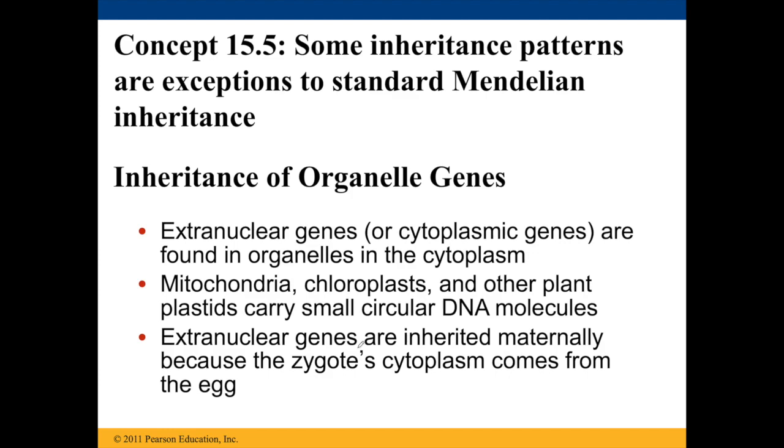But if you remember back to the cell chapter, I taught you you have genes somewhere else. You also have genes inside your mitochondria. And if you were a plant, you would also have genes inside your chloroplast. Okay, these are called extranuclear genes, so genes outside the nucleus. They are found inside the mitochondria and the chloroplasts, which are a type of plastid. So if you see the word plastid, just think chloroplast.